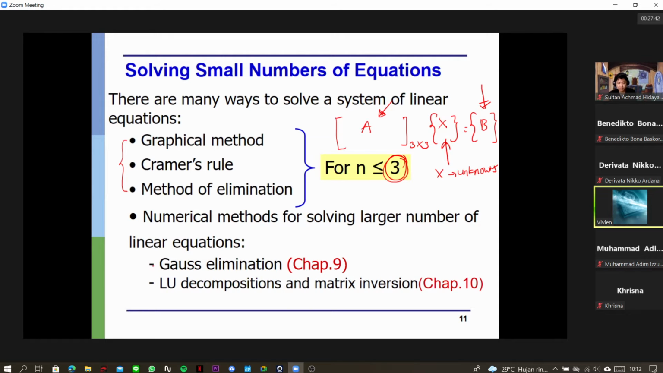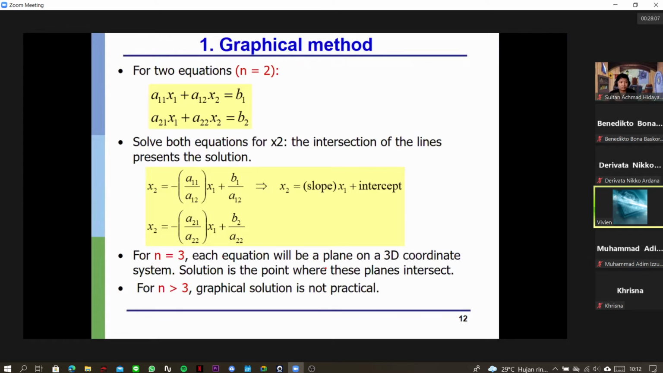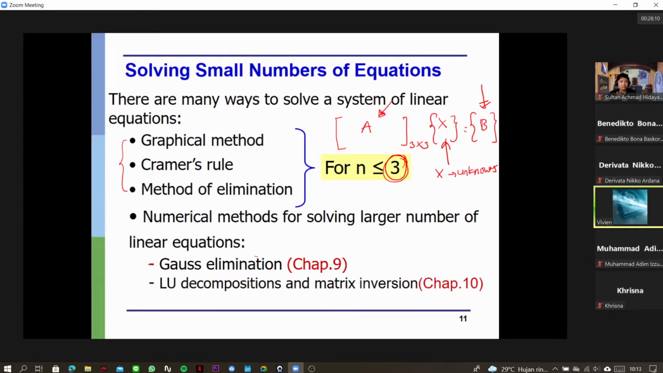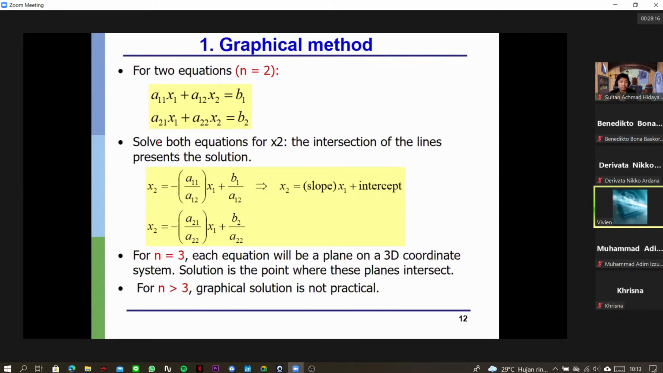So here we will discuss several methods, in chapter 9 and chapter 10. In chapter 9 we will talk about Gaussian elimination and several modifications to that. And in chapter 10 we will talk about LU decompositions and matrix inversion. Okay, so we will look at the first method here, the graphical method. This is the easiest one, in which, say, we have two equations to solve for two unknowns. We see here that we have two linear lines.